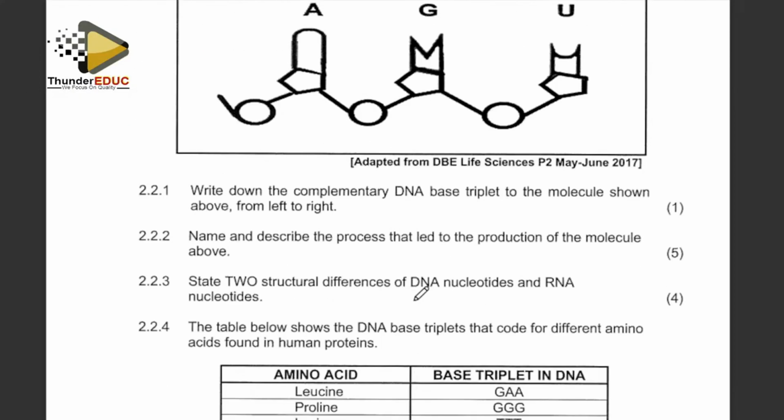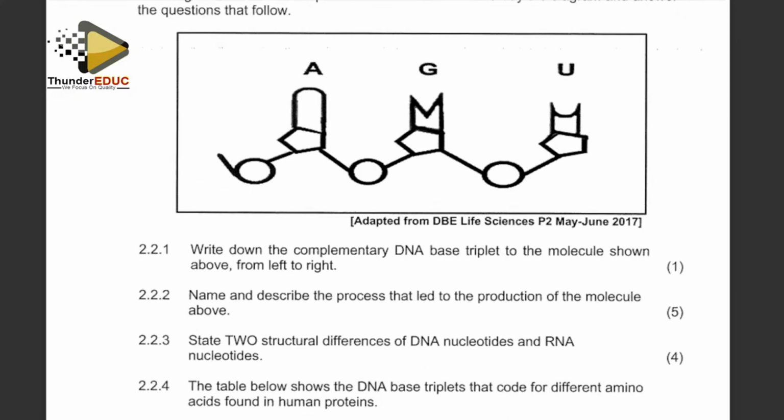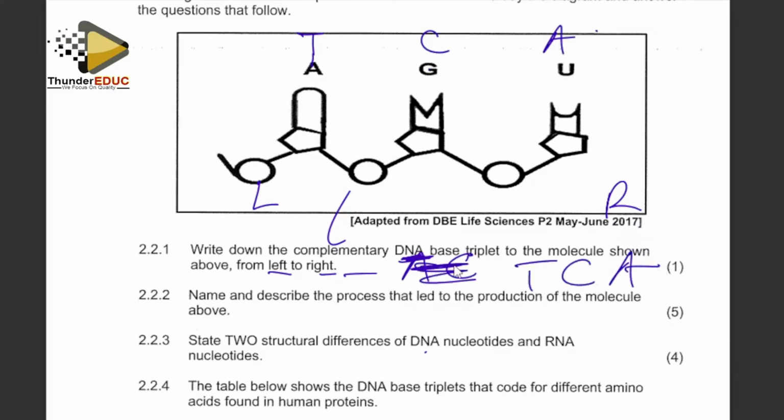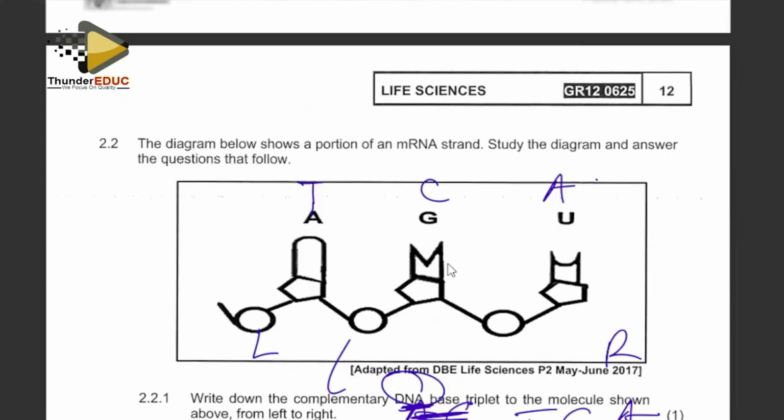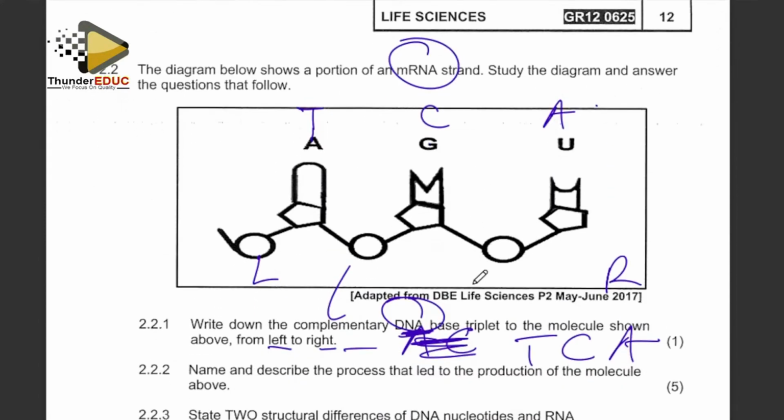Right, they're saying write down the complementary DNA base triplet to the molecule shown above, left to right. This is left, this is right, meaning that I'm going to say A goes with T, C... So my answer here is not A, it's going to be TCA. Yes, because they said DNA. And this one they said is messenger RNA, so I convert it into one. I'm going to say GA.